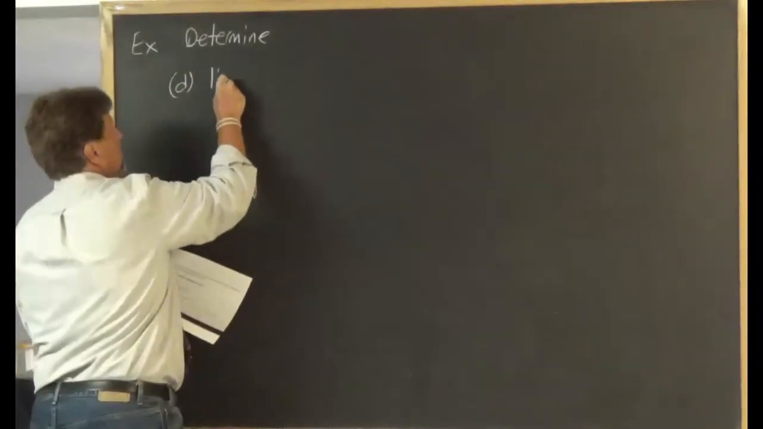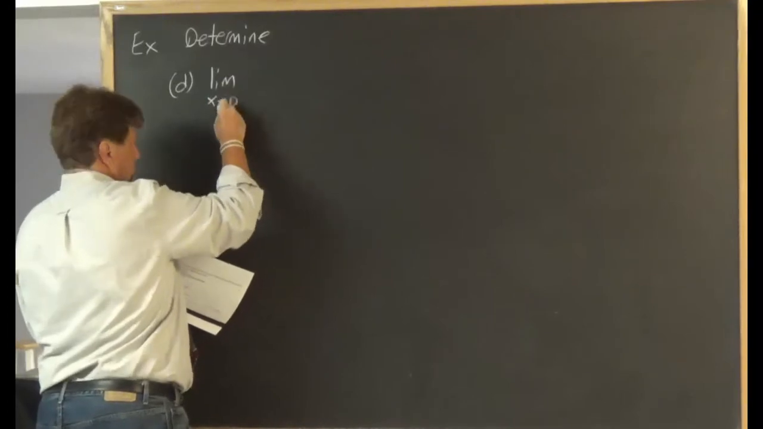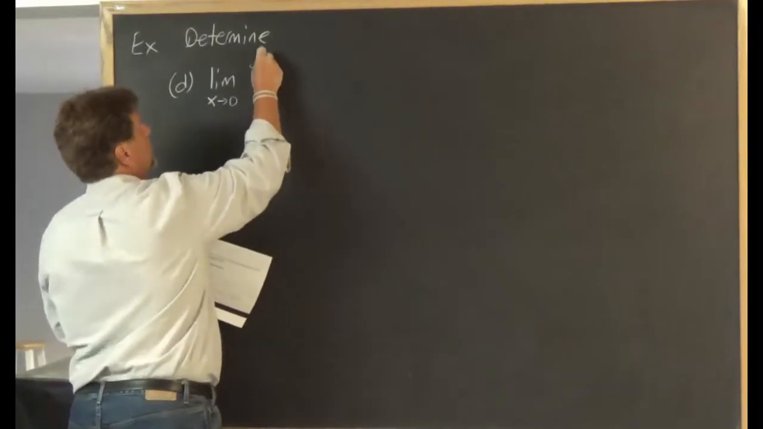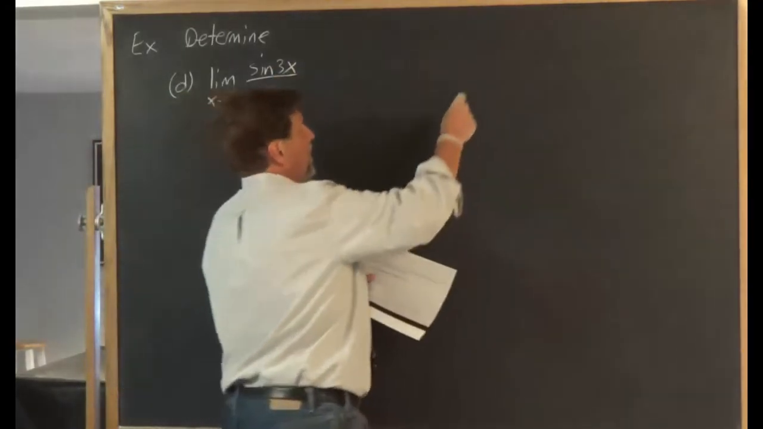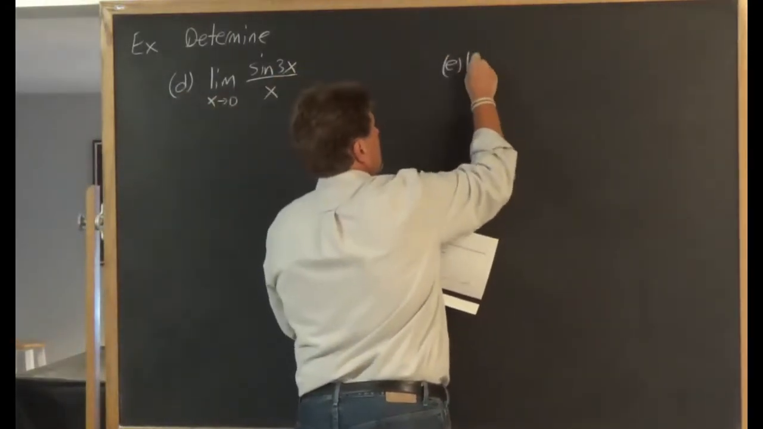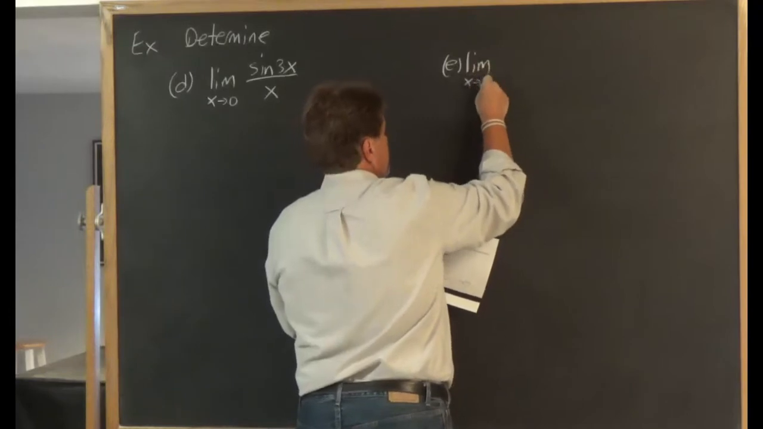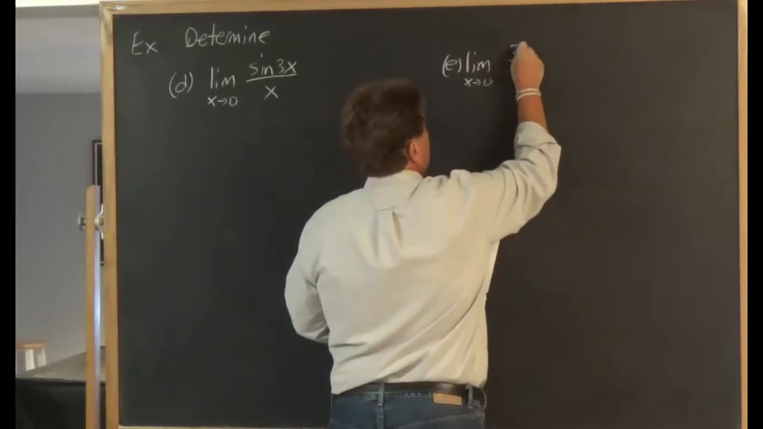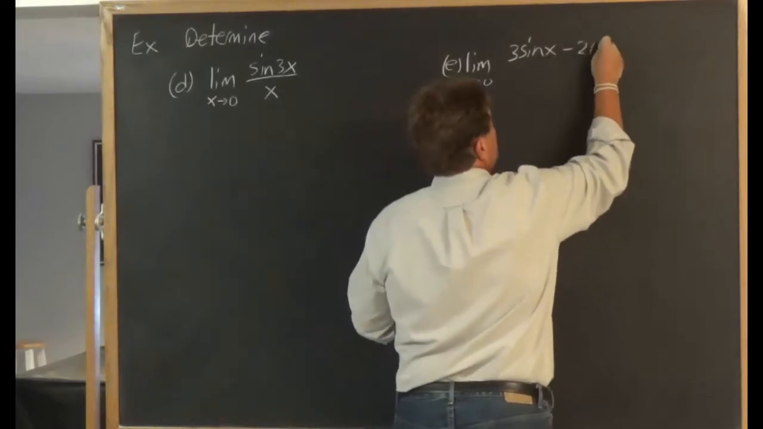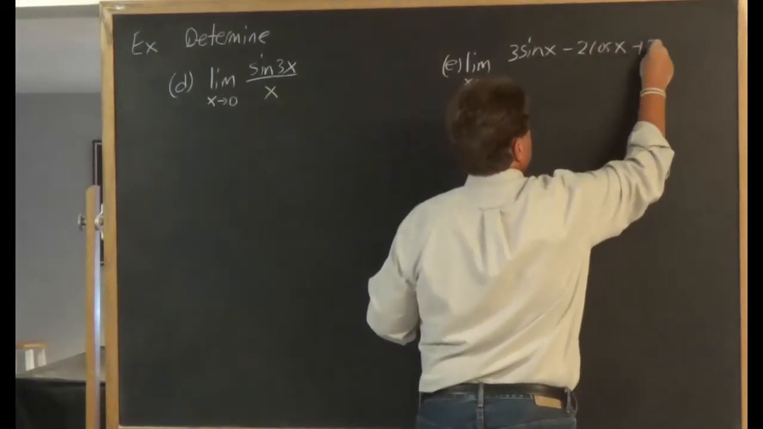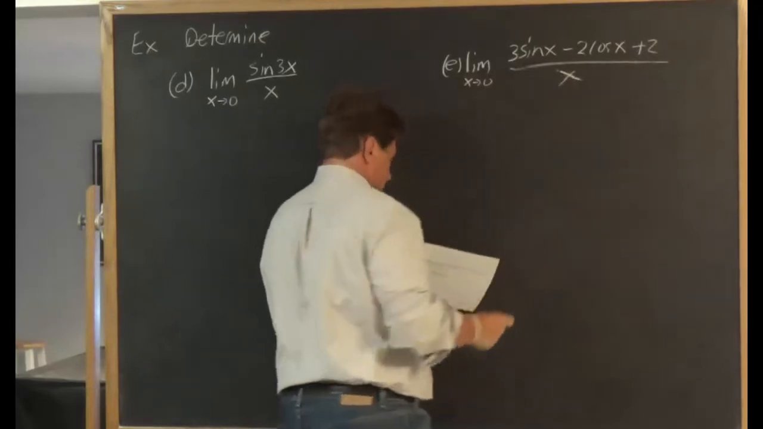So part D, that was the limit as x approaches 0 of sine 3x over x. And then part E, well, that's the limit as x approaches 0 of 3 sine x minus 2 cosine x plus 2, all over x.